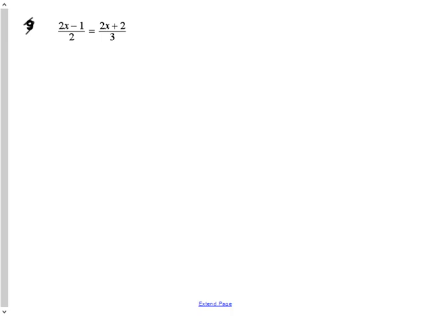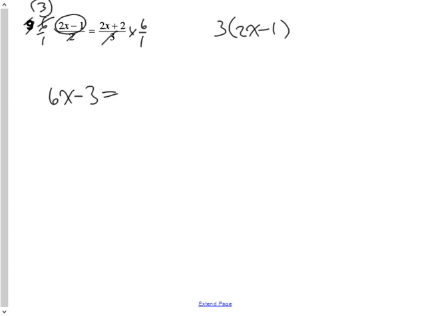6 is right. So we multiply this side by 6 and multiply this side by 6. Watch what happens. 6 over 2 becomes just a 3 over 1. And now when I multiply, it's 3 multiplied by the numerator, which is going to be 6x minus 3, is equal to this multiplied by this, which is going to be 4x plus 4.